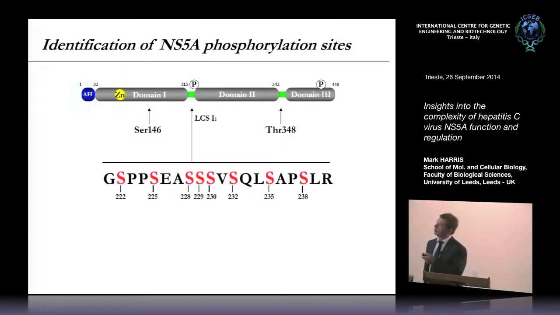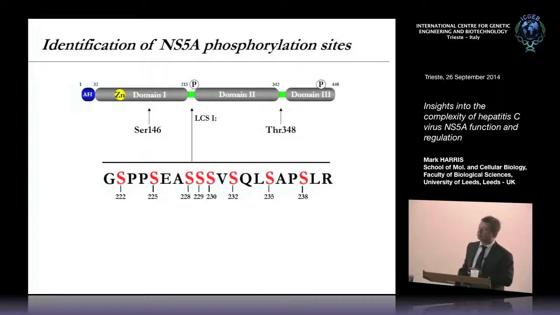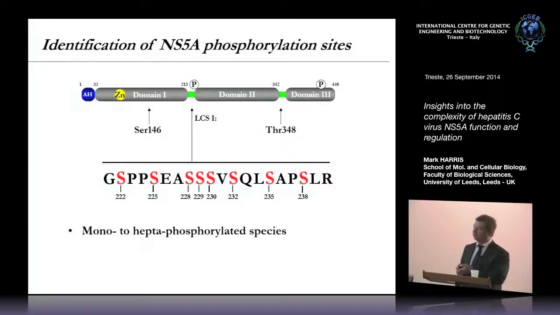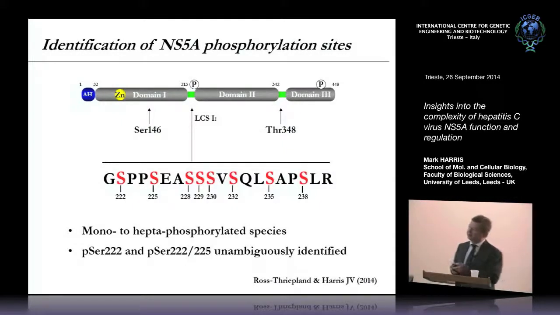But the main observation was that in low complexity sequence 1 here, between domain 1 and 2, which is highly serine rich, he saw lots of phosphorylation. So this is the sequence of a tryptic peptide which exactly corresponds to low complexity sequence 1. The sequence here contains 8 different serines. And what Doug found evidence for within this peptide was species which were either singly phosphorylated or all the way up to including 7 phosphorylations. So mono- through heptaphosphorylated species were present here. NS5A purified from cells was a mixture of different phospho forms, some of which had a single phosphorylation, some had multiple phosphorylations. He could unambiguously define a species which had a single phosphorylation of serine 222.